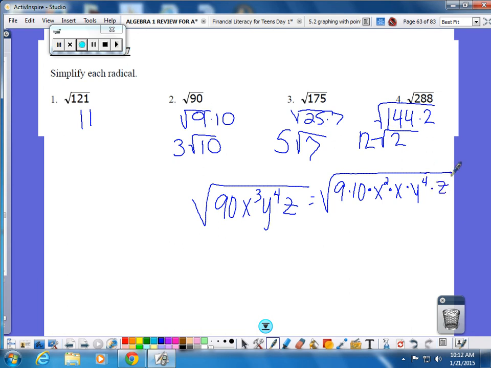Alright, what all would come on the outside of that? Well, all the perfect squares would come on the outside. So I would have a 3. What's the square root of x squared? X. What's the square root of y to the 4th? Y squared. The shortcut for that is to take the power and divide it by the root. 4 divided by 2. And then, so what stayed underneath? Now that's where they can go, but we're just starting out with small ones so that we can learn how to do the big ones later.